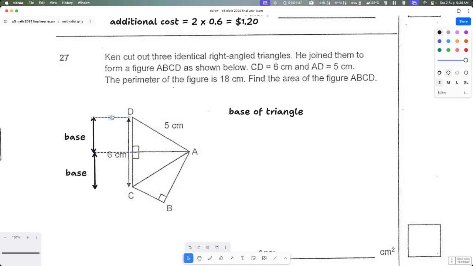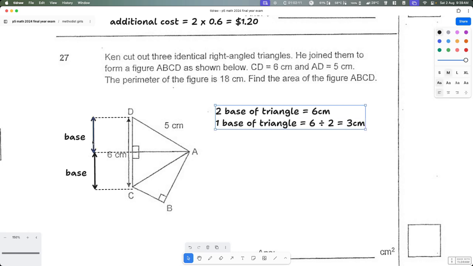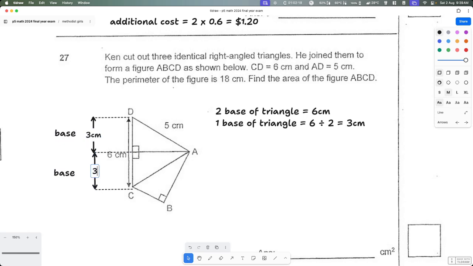Then I'm gonna copy and paste. So we have two bases over here, right? Okay, so base of triangle. Two bases of the triangle is equal to 6 centimeters. Then we have one base. One base of the triangle is equal to 6 divided by 2. This will give us 3 centimeters. So now we know one base of the triangle is 3 centimeters. So 3 cm, this is the base. This is the base, and this is also 3 cm.